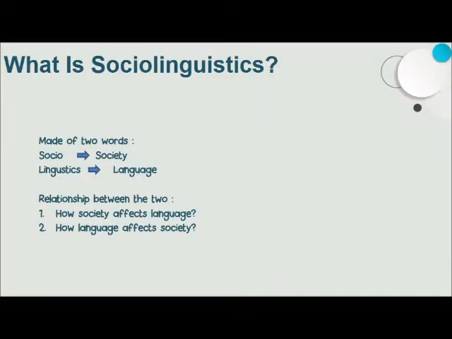What is sociolinguistics? Sociolinguistics is made of two words, socio and linguistics. Socio means society and linguistics means language. Sociolinguistics is the relationship between the two. The first is how society affects language, and the second is how language affects society.